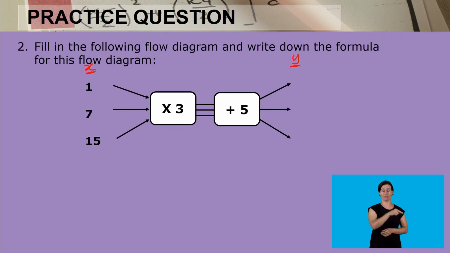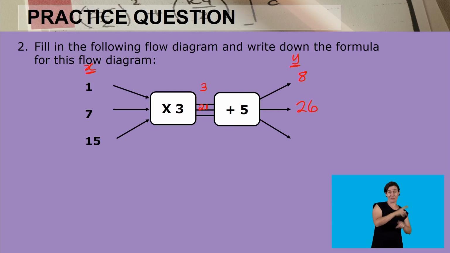Our first input value is the 1. So we are going to say 1 multiplied by 3. That, of course, will give us a 3. From that 3, we are going to add 5, and that is going to give us an 8 as the answer. So 1 multiplied by 3 plus 5 gives us an output value of 8. What about the next input value? We have a 7 multiplied by 3. 7 multiplied by 3 is 21. From that 21, when we add a 5, we get an answer of 26.